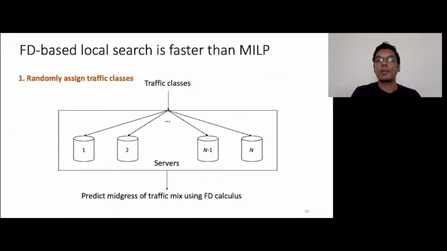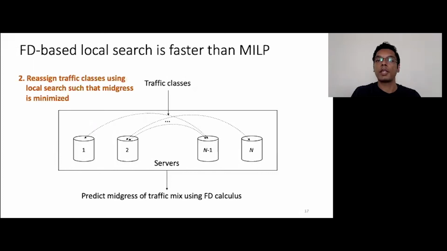And so for this, we propose a heuristic that is a local search algorithm. The heuristic starts by making a random assignment of traffic classes to servers and computing the total midgress using the footprint descriptor calculus. In every step, we reassign traffic classes to servers until a point where the midgress doesn't reduce any further. The resulting assignment is the output of the local search algorithm.